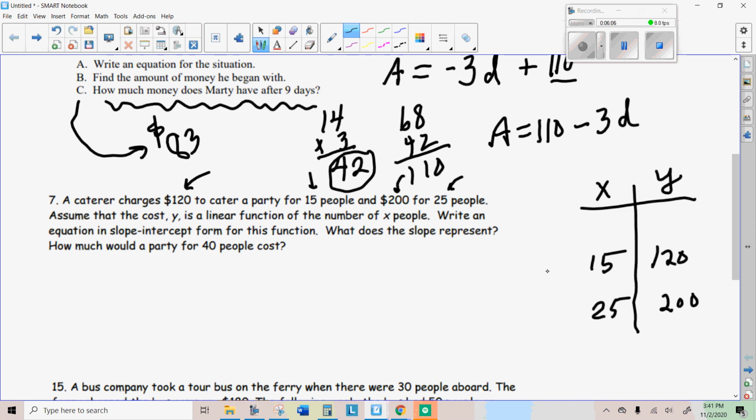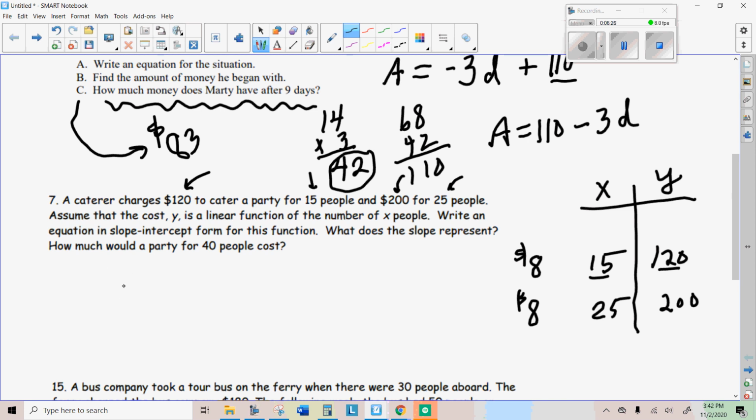this is a direct variation, because that would make the problem a lot easier. So to do that, we're going to do 120 divided by 15, which is 8, which means it's $8 per person. And 200 divided by 25 is also 8. So yeah, it is a direct variation. That makes it really easy.